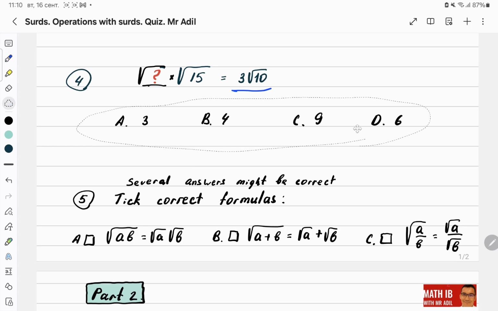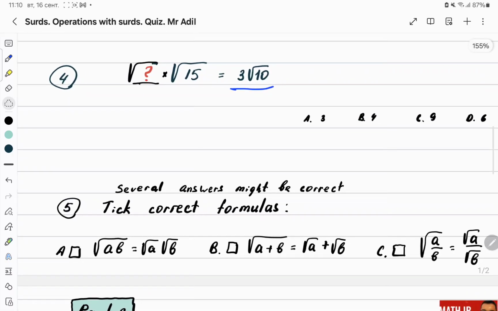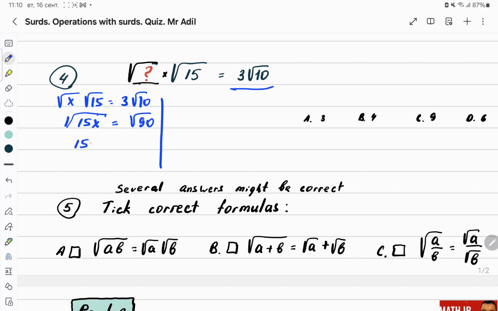Let me show. The first option is saying that square root x times square root of 15 is equal to 3 square root 10. So we can work out the left hand side. It is x times 15, or 15x, and 3 square root 10 is square root of 90. And then let's work out the expressions under the square roots. So 15x equals 90, then x is equal to 6. This is the first option.